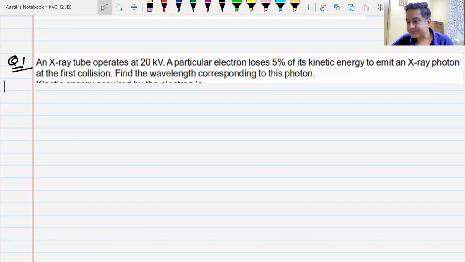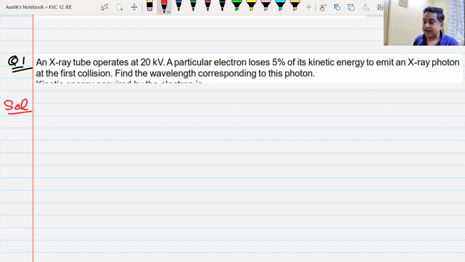This is the question, written from your module. An X-ray tube operates at 20 volt. This is the voltage between the cathode and the anode. The questions in this are very limited, only 2 or 3 questions are there. A particle, an electron, loses 5% of its kinetic energy to emit an X-ray photon. What is the wavelength corresponding to that photon?